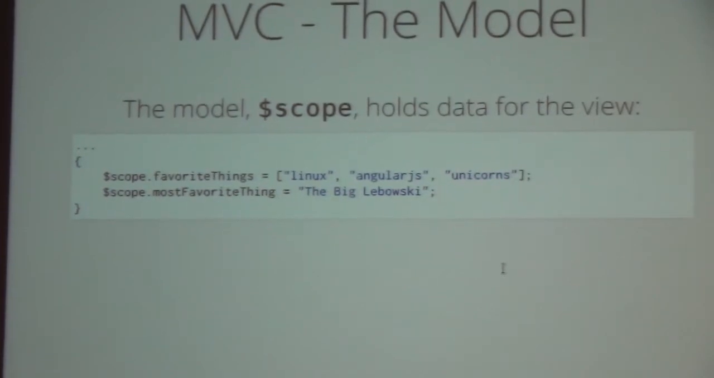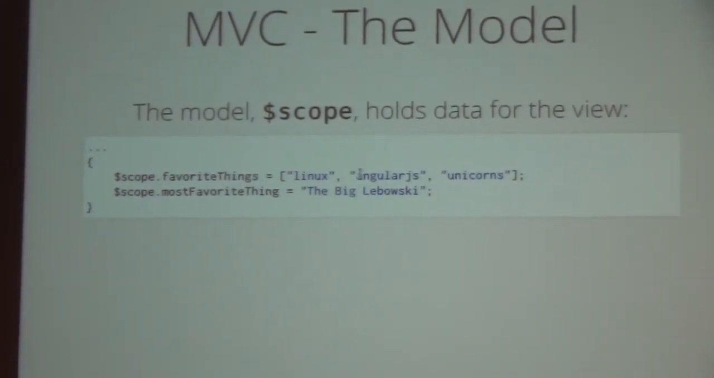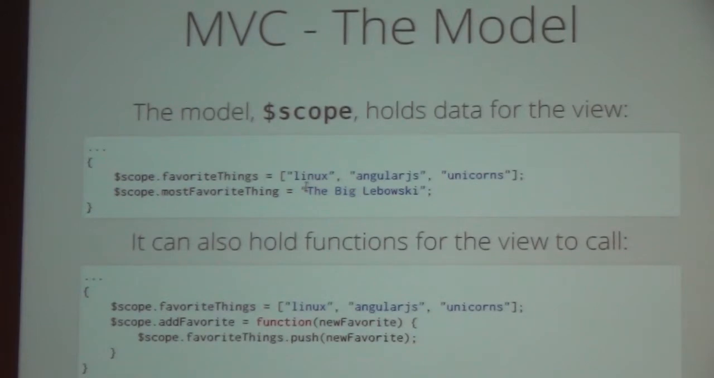All right, so we talked a little bit about the model, the scope. We can put various pieces of data on our scope to make them available to the view. We saw before we can have an array, we can have a string, we can really have any sort of JavaScript object we want. We can also have functions, for example. This is how the user could click something on the view, or maybe click a button, and then interact with the controller and the model behind the scenes. We have our favorite things array here, and we have an add favorite function we're defining that just pushes our new favorite thing onto the favorite things array.